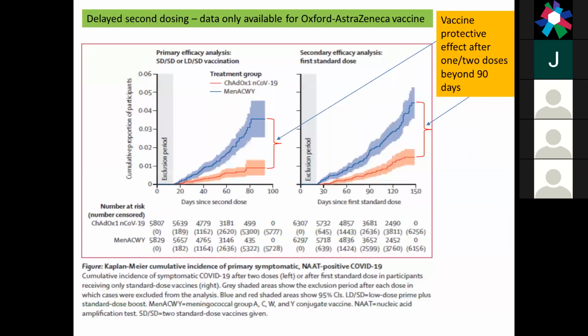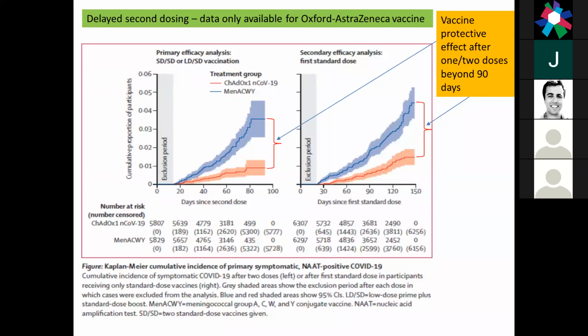Now, the question on the first dose efficacy and delay in the second dose. We only have data for the Oxford AstraZeneca trial. The reason for that is that the trial was so complicated. They had different protocols in different countries: trials in the UK, Brazil, South Africa, USA, and they even used different controls for the first and second dose. For example, in the UK, the control for the first and second dose was meningococcal vaccine.